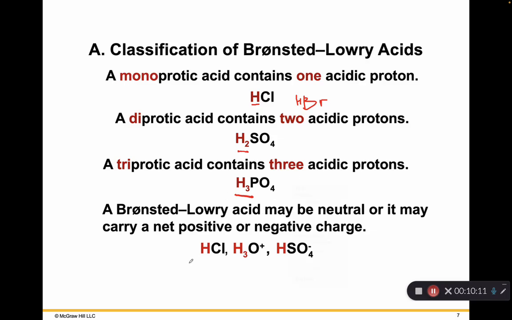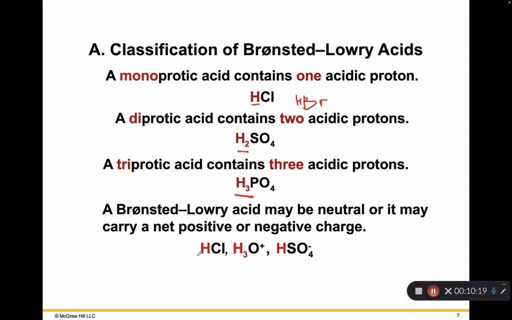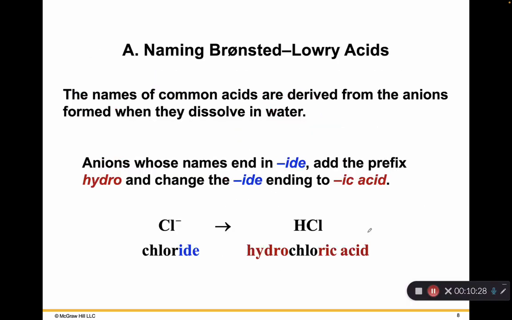So an acid can be neutral, like HCl. It can have a positive charge or it can have a negative charge. Now let's try to give the name, how to write the name for these acids.